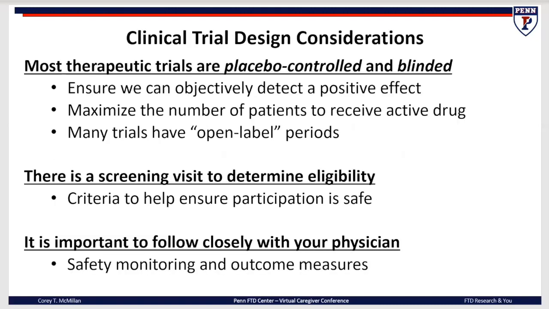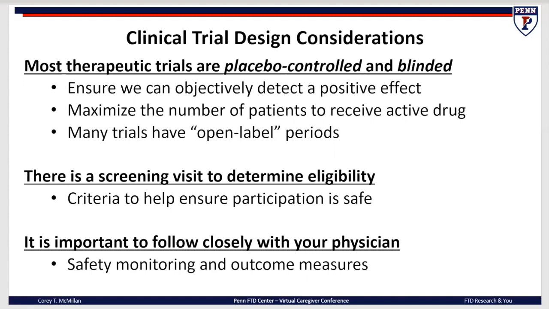The design of clinical trials are important to be informed on and to know a few definitions. So most therapeutic trials are placebo-controlled and blinded. What that means is that most therapeutic trials have a group of patients who are receiving a placebo or not the study drug. And this is often blinded where your doctor, and the people in the study, all the staff are blinded. We don't know who's getting the placebo and who is getting the study drug. And the reason for this is so that we can ensure that there's an objective measurement. We can see a potential benefit.